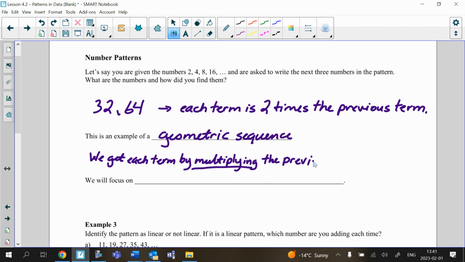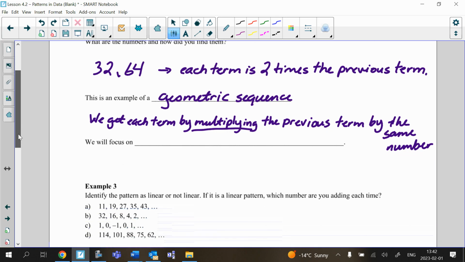Whenever we graph these things, and we can graph sequences of numbers, it will always be curved, which is not what we're focusing on in this unit. What we are going to focus on is arithmetic sequences, or linear patterns.